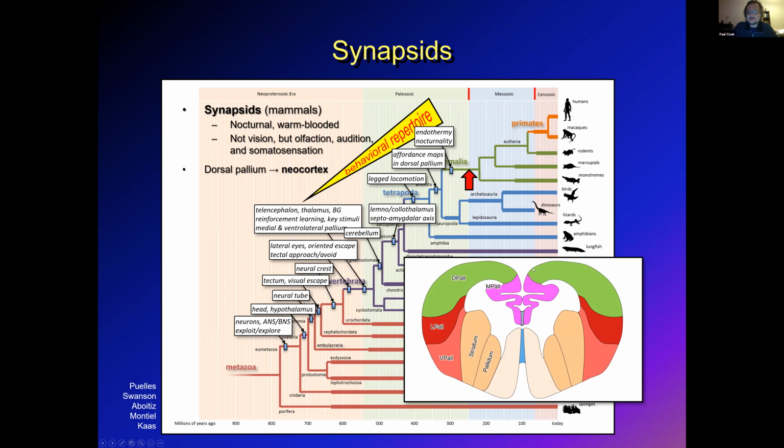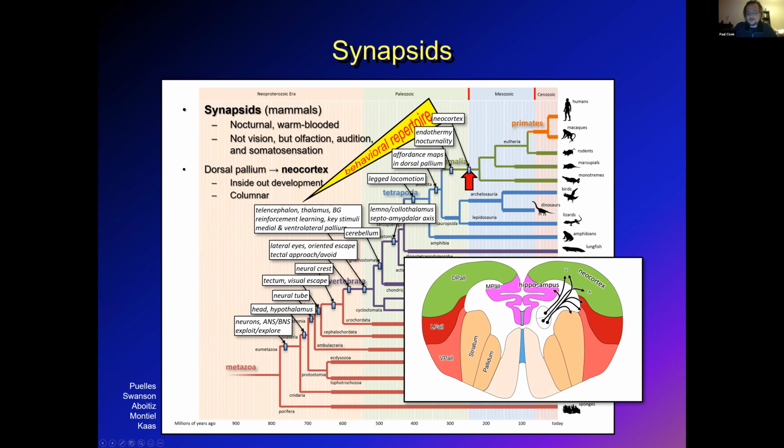And so they expanded the part of their brain that was receiving olfactory and somatosensory information, the dorsal pallium or the neocortex, which in mammals has an inside-out development that creates columns. And because of that, it can expand dramatically. And it did expand, of course, dramatically.